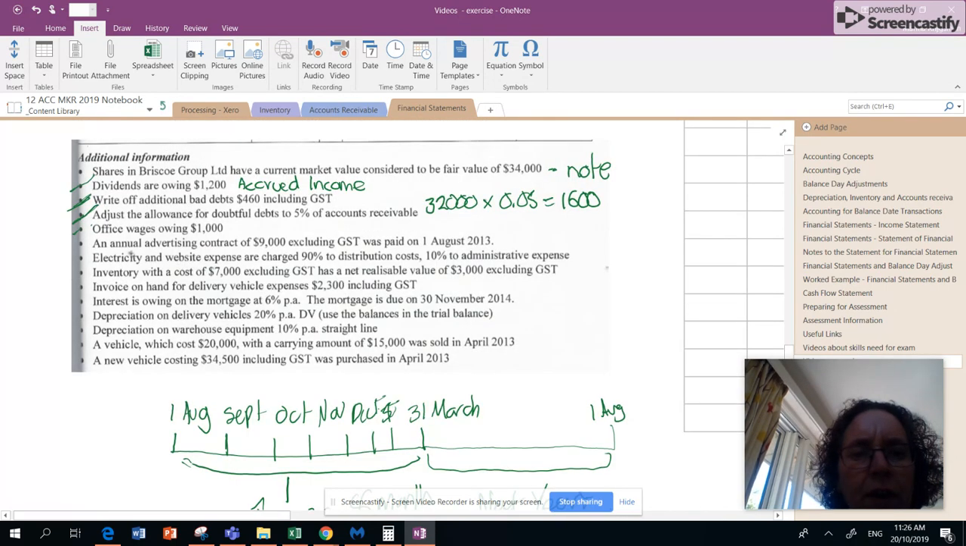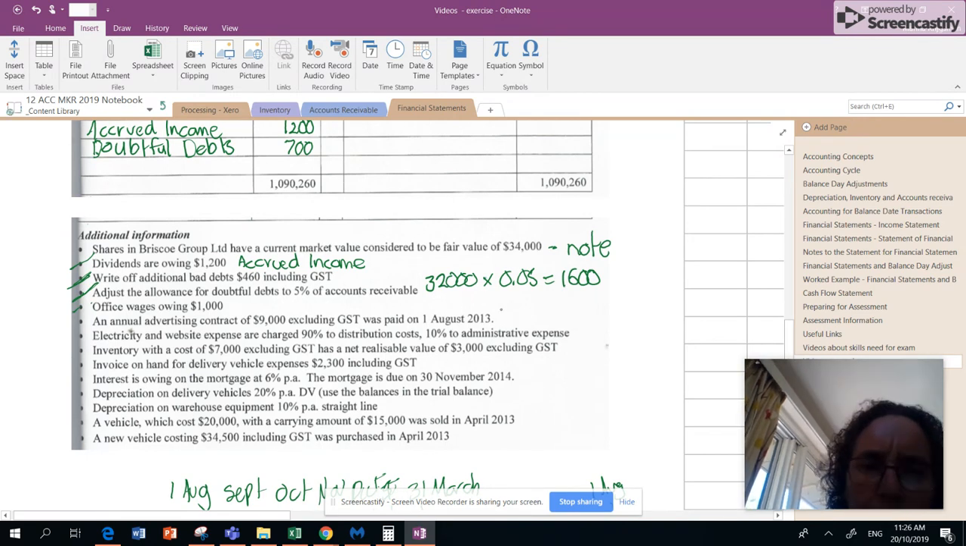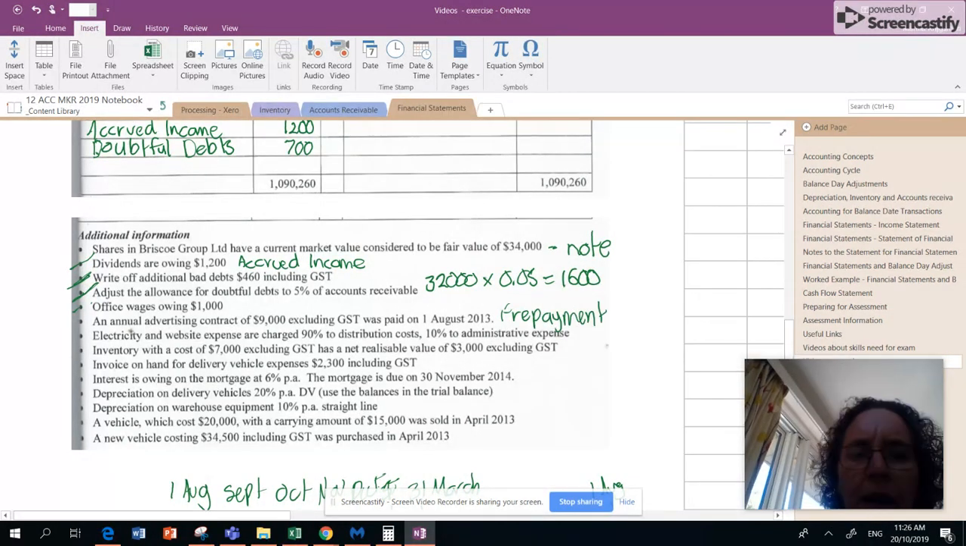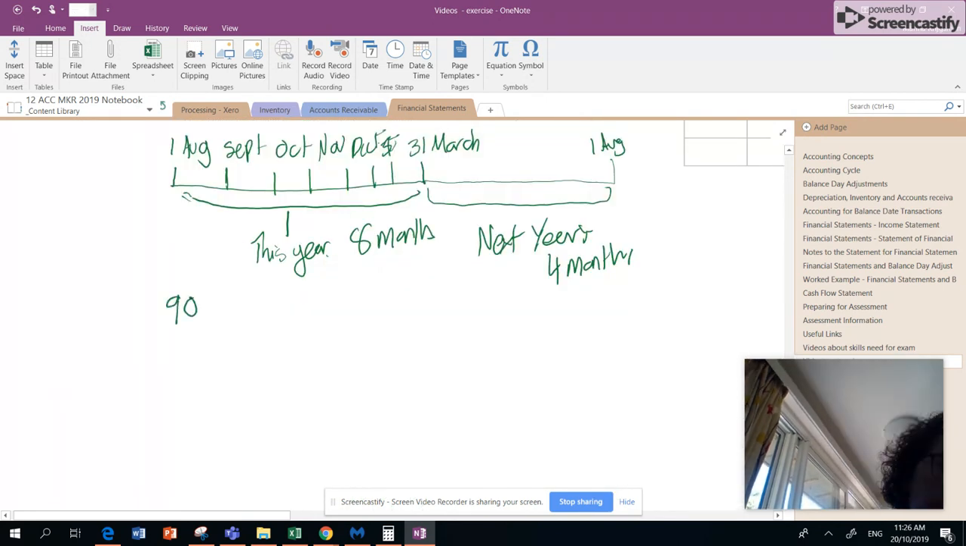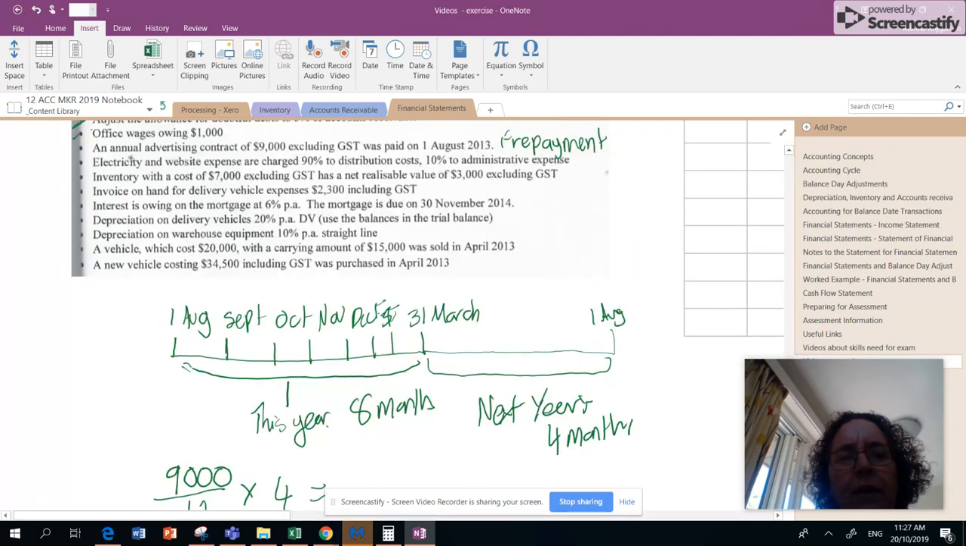So for advertising expense, now it's taken out the GST, so this is what we call a prepayment. Okay, so it's an expense, it's been prepaid. So we need to do 9,000 divided by 12, divide it by 12 for 12 months and times it by the 4 that has been prepaid. Okay, so you have a calculator, 9,000 divided by 12, $750 per month times 4. So we've got $3,000 for our prepayment.